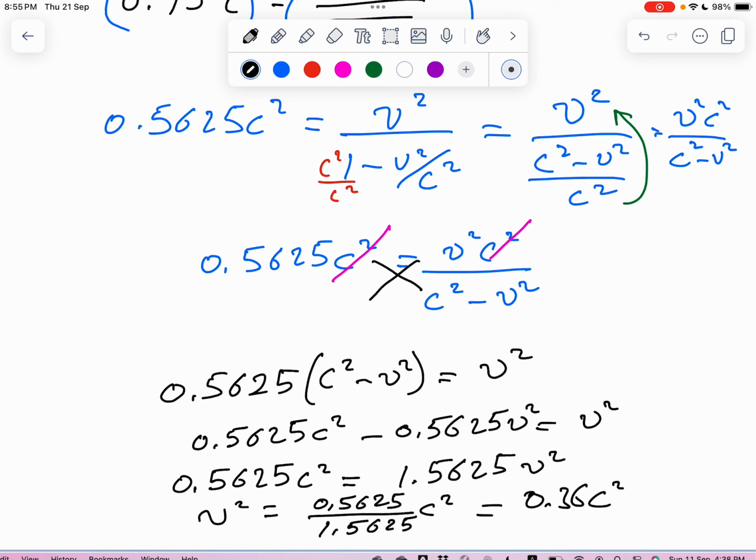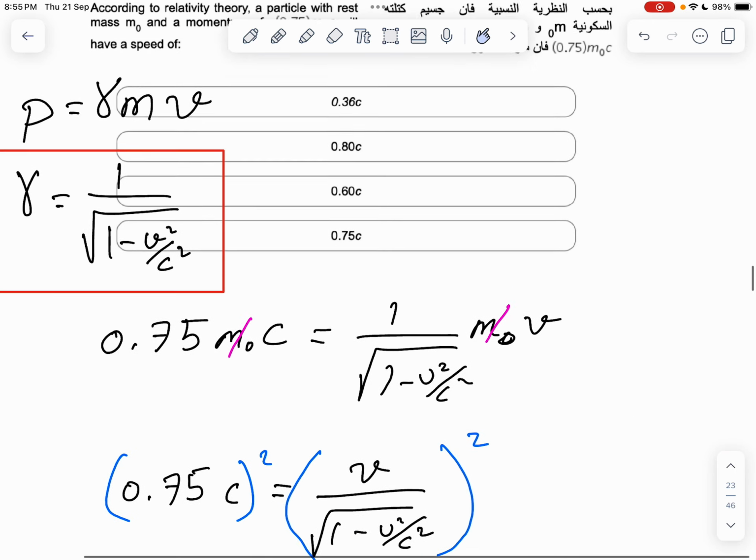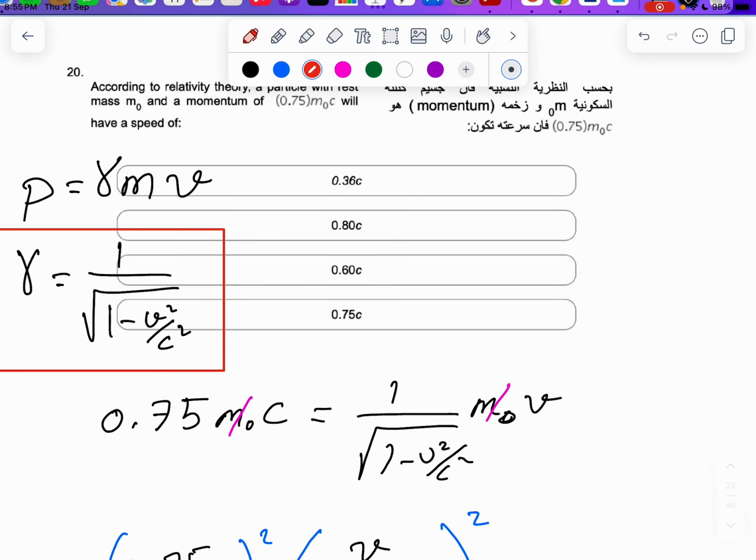To find v, v is equal to the square root of v squared, the square root of this one, and you will get 0.6c. So v is equal to 0.6c. Okay, this is how we solve it.